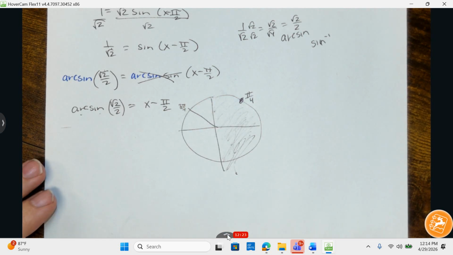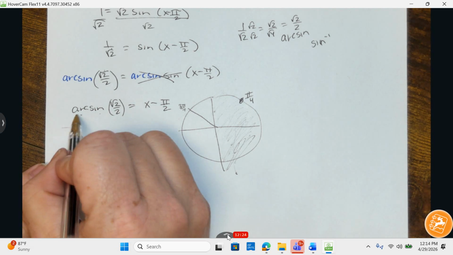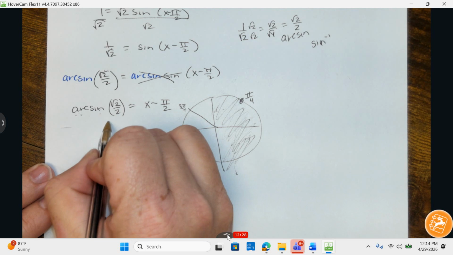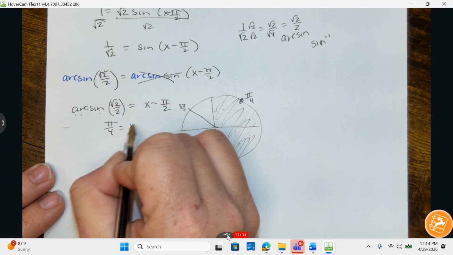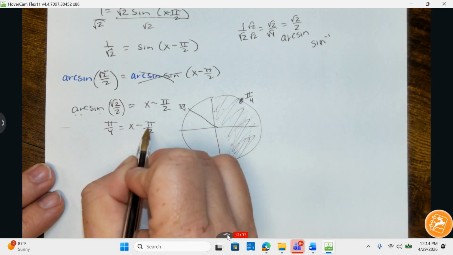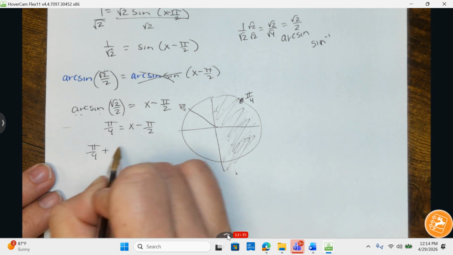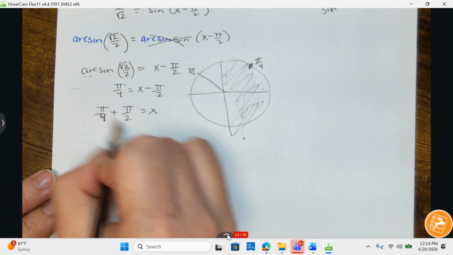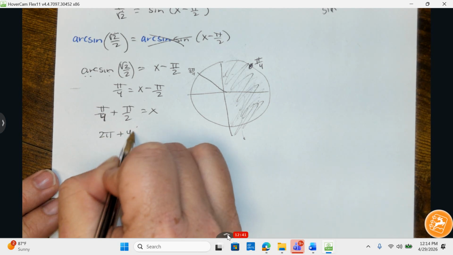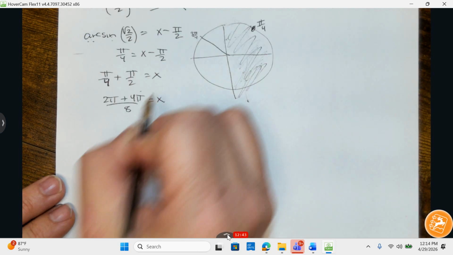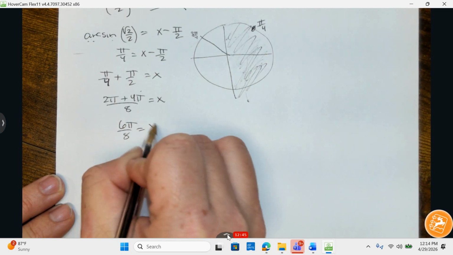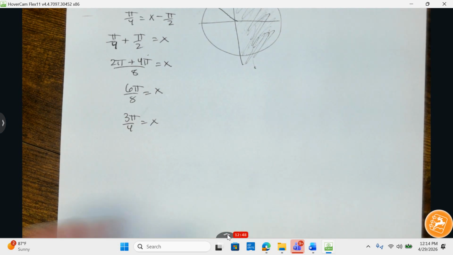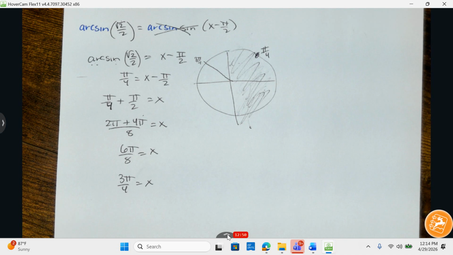All right, so what I'm going to end up doing here is I know the arcsine, because it has to occur in quadrants 1 and 4, will be at pi over 4, and then I have x minus pi over 2. I'm going to add pi over 2 to the opposite side. This is a 4, and now I'm going to do the butterfly method. 2 pi plus 4 pi over 8 equals x. 6 pi over 8 equals x. And I can reduce it, and then I need to write it in the proper general form next.